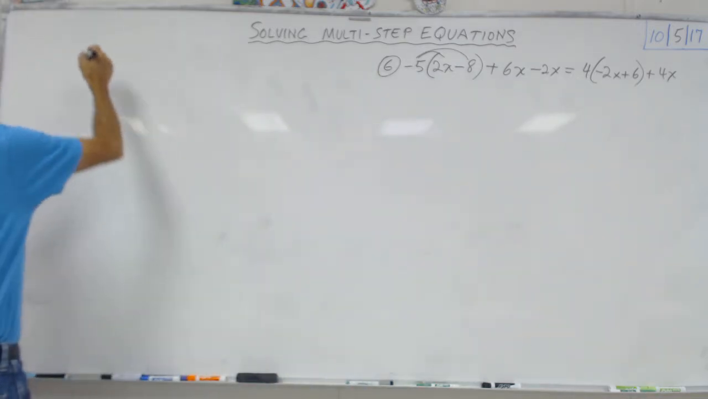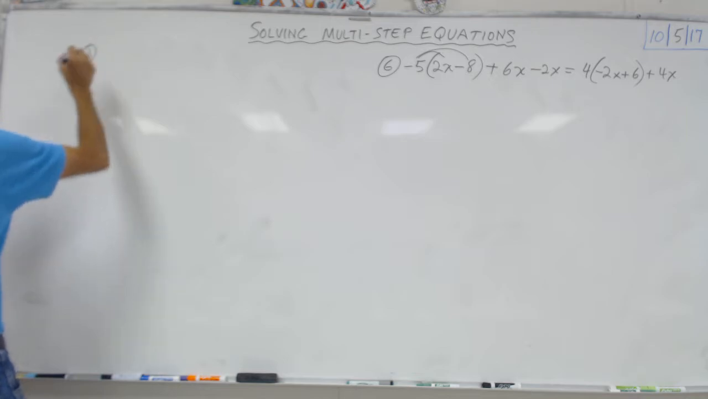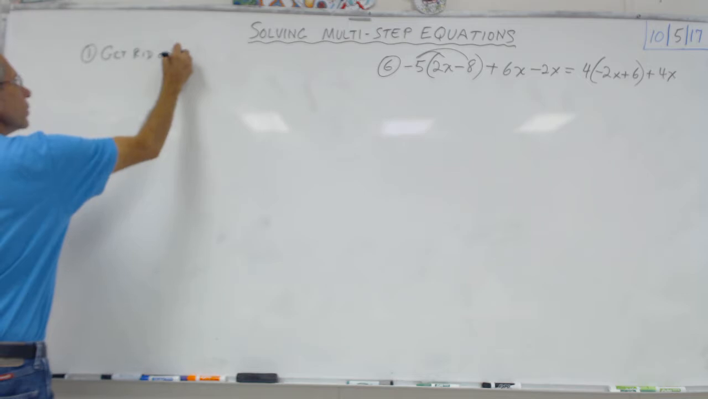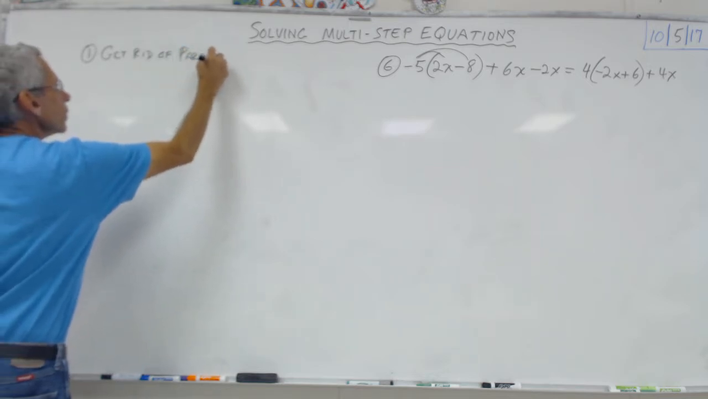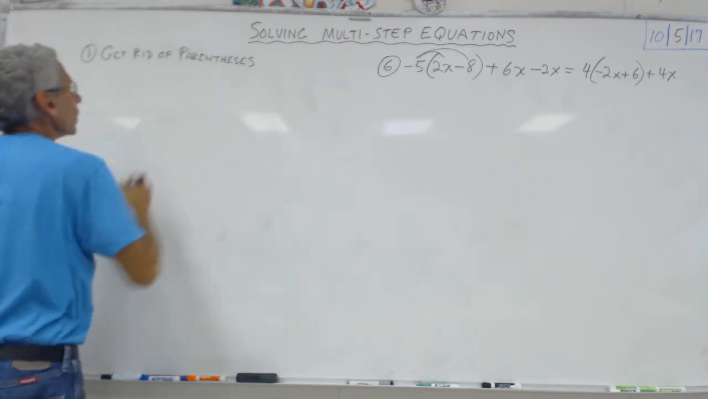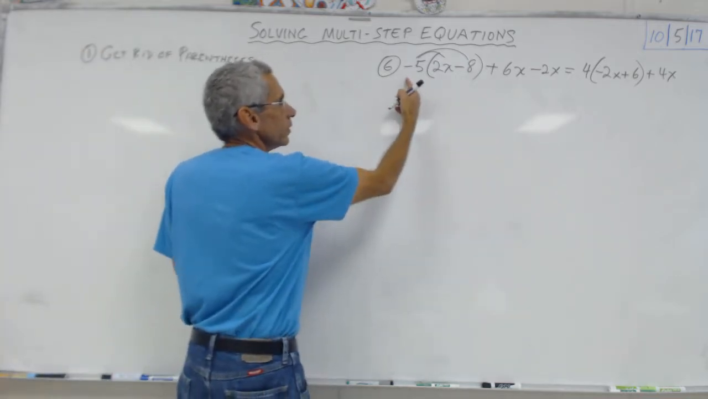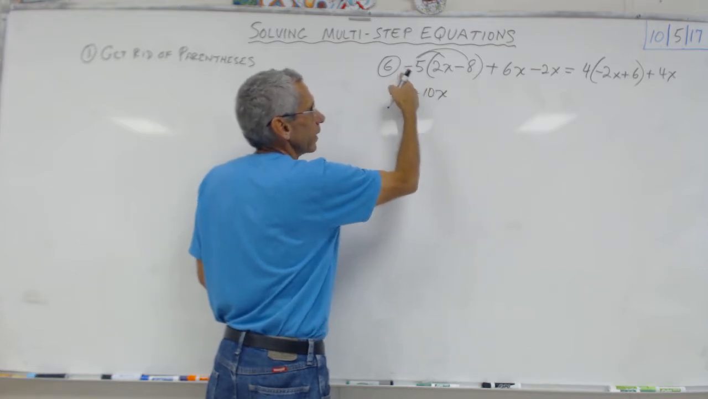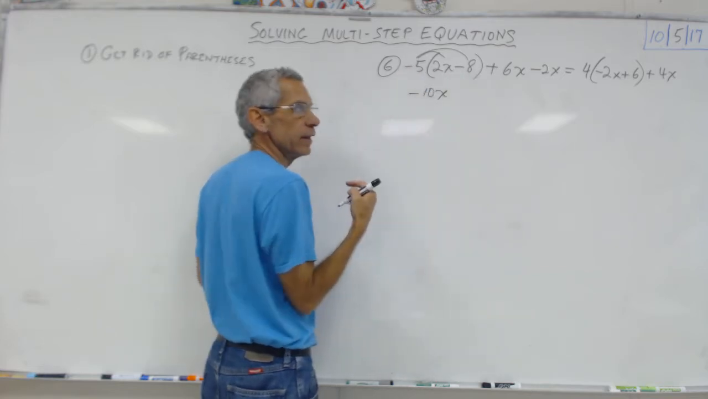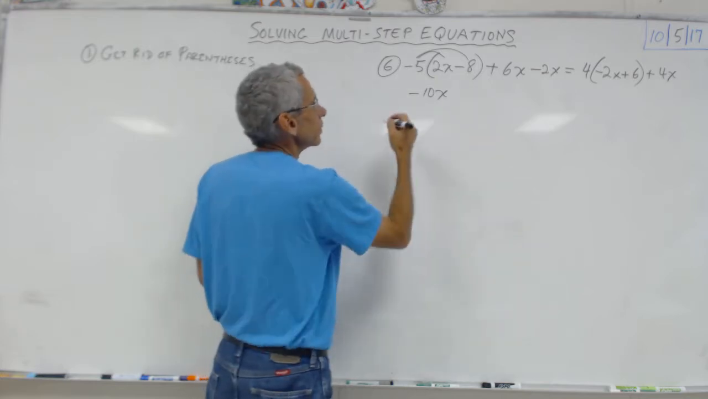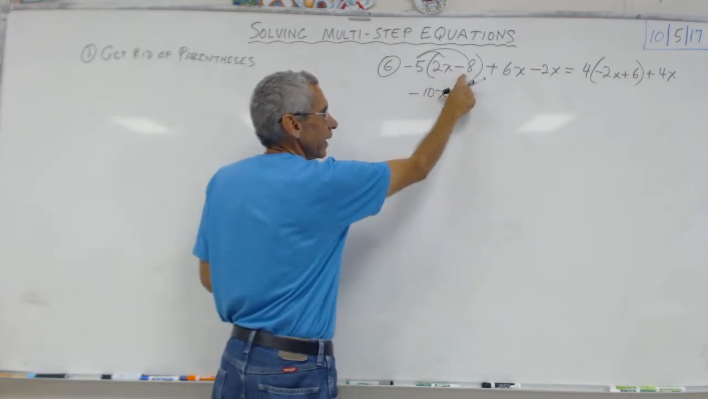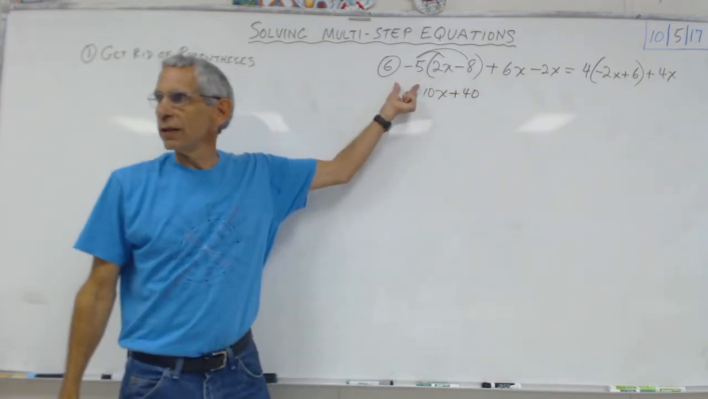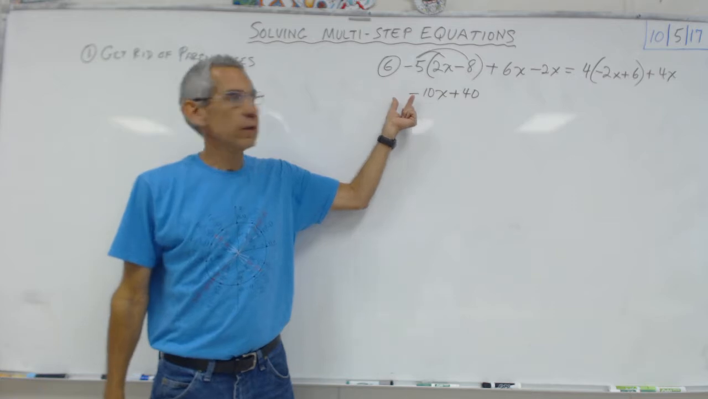So number 1, what's the first thing we look at? Parentheses. Get rid of parentheses, so let's do it. So negative 5 times 2x is negative 10x. Negative 5 times negative 8 is positive 40.